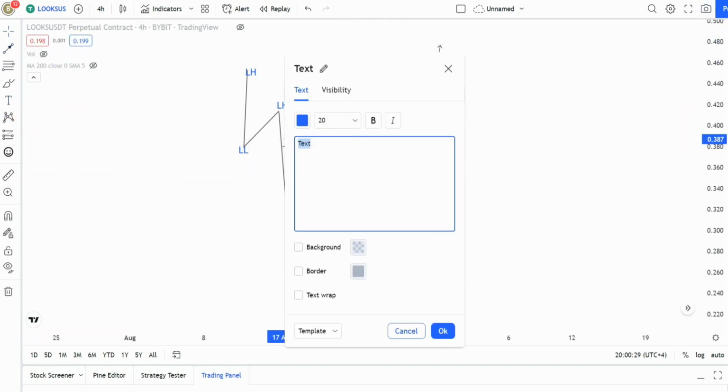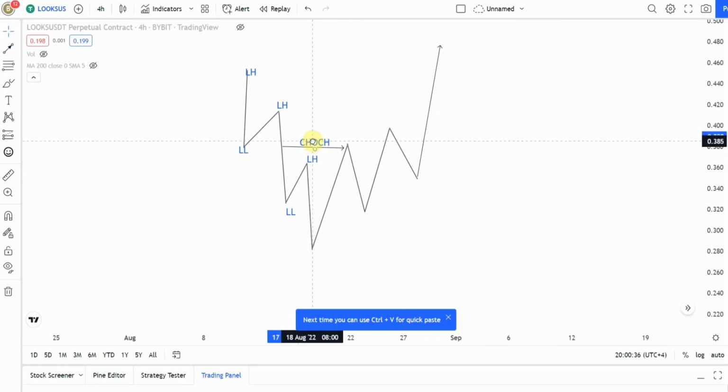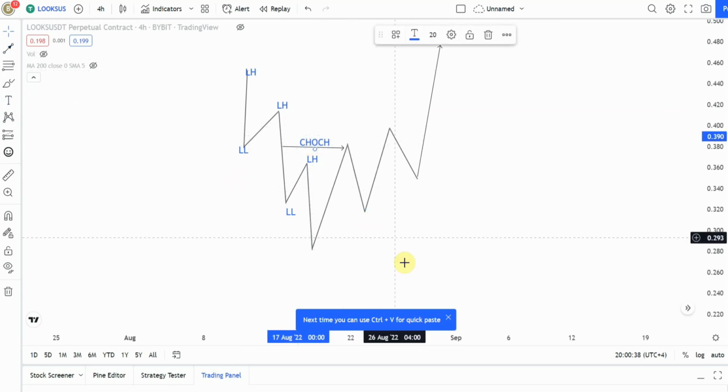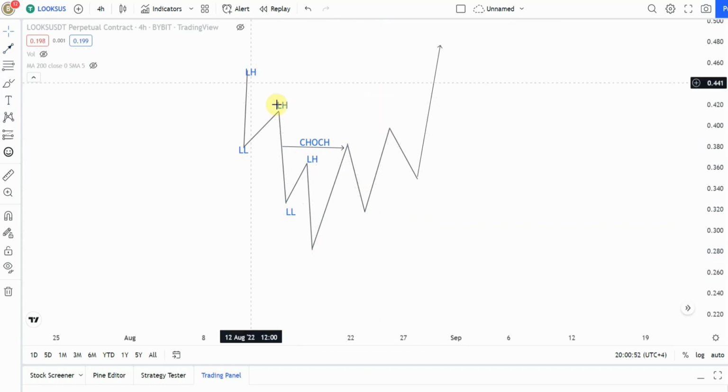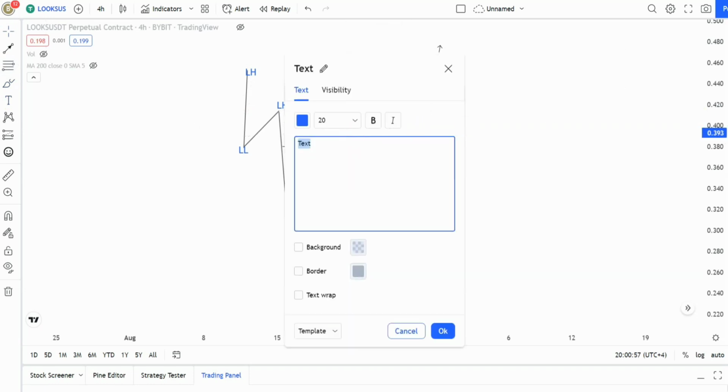Okay, we can call this area CH. So this place is now CHoCH, right? So change of character. What it means is that for the first time we were having lower low, and we started having lower high and higher high. So this particular upper area will be our higher high.